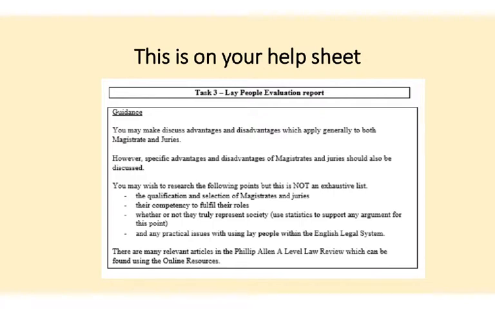You may wish to research the following points, but this is not an exhaustive list. So the qualification and selection of magistrates and juries, the competency to fulfil the roles, whether or not they are truly representative of society. You can use statistics to support any argument for this point, and any practical issues with using lay people, so remember unqualified people, within the English legal system. There are many relevant articles in the Philip Allan A-Level Law Review which can be found using online resources.